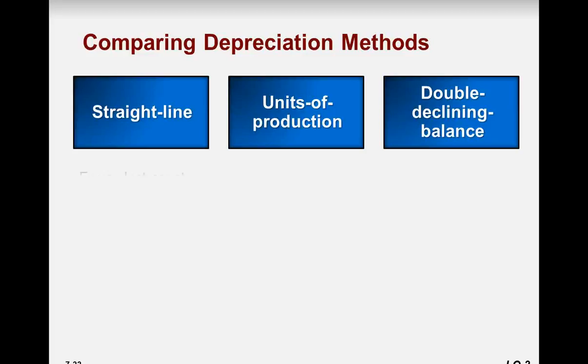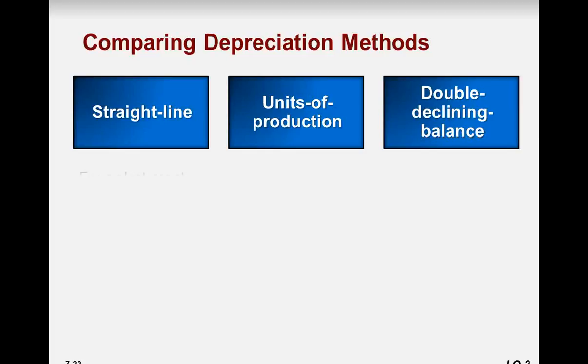So here are some examples of when the methods might be best. Straight line would be best for plant assets that generate revenue evenly over time, and it best meets the expense recognition principle. Units of production is best for assets that wear out because of use.